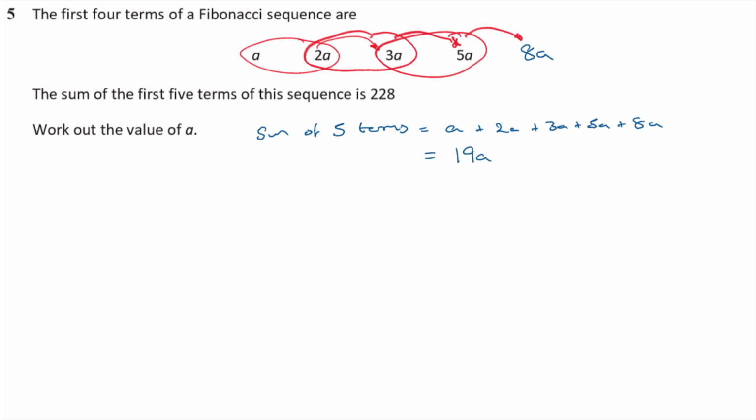So that's 19A, and we know that is equal to 228 because we were told it was. So then A is going to be 228 divided by 19, if I divide both sides by 19, leaving me with A on its own. So what's that? 228 divided by 19 comes out to be 12.